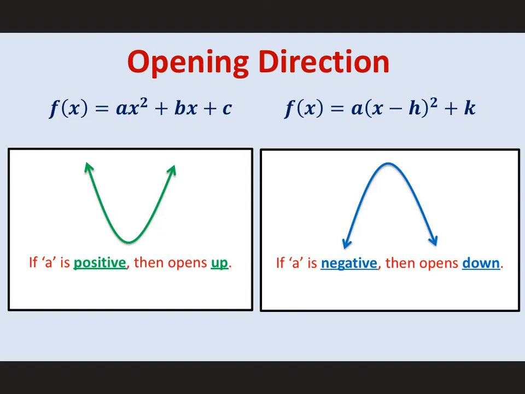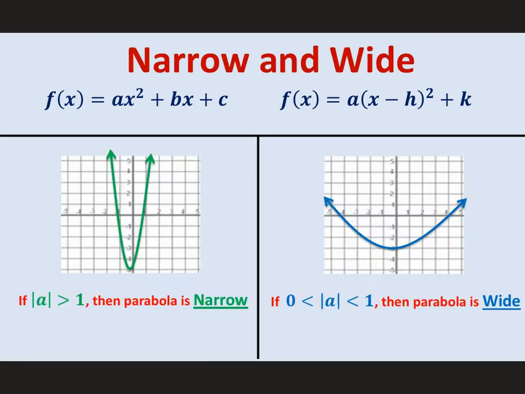All right, let's talk about opening direction real quick. Whether we're in standard form or vertex form, the a value in front of the quadratic determines whether the parabola opens up or opens down. If the a value is positive, we open up. If the a value is negative, we open down. The way I like to think about this is a positive a is a smiley face, a negative a is a frowny face. It opens down.